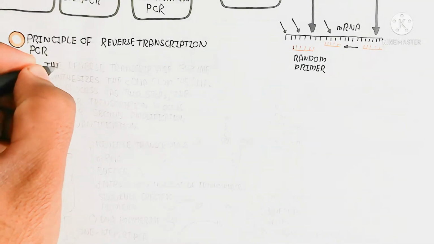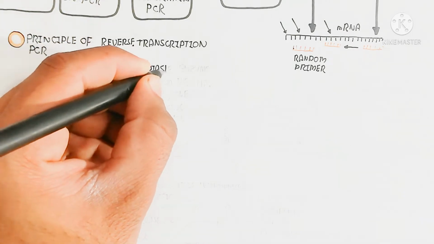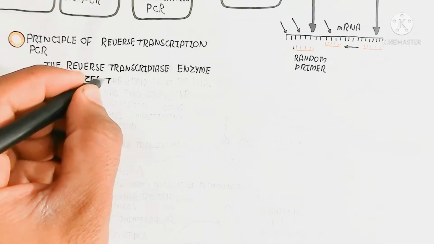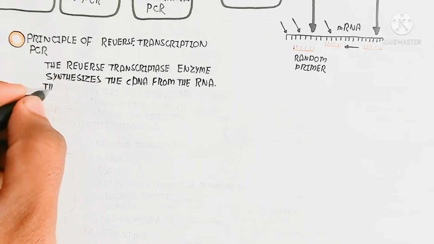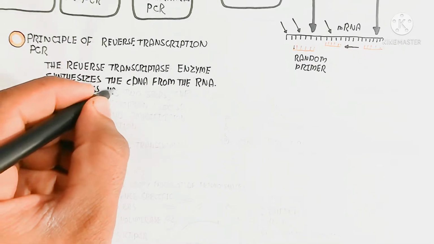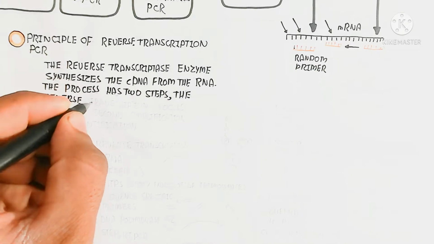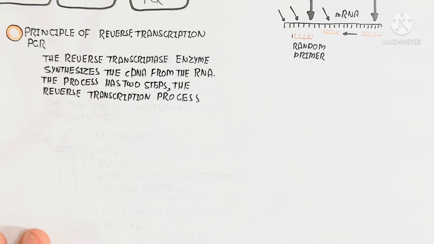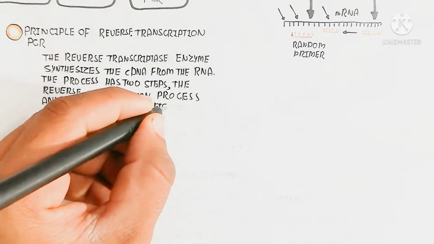Here is the principle of reverse transcriptase PCR. Reverse transcriptase PCR means reverse transcription of RNA into DNA. The reverse transcriptase enzyme synthesizes complementary DNA from the RNA. The process has two steps: the reverse transcription, and second, multiplication and quantification occur, so the multiplication and quantity will be shown.